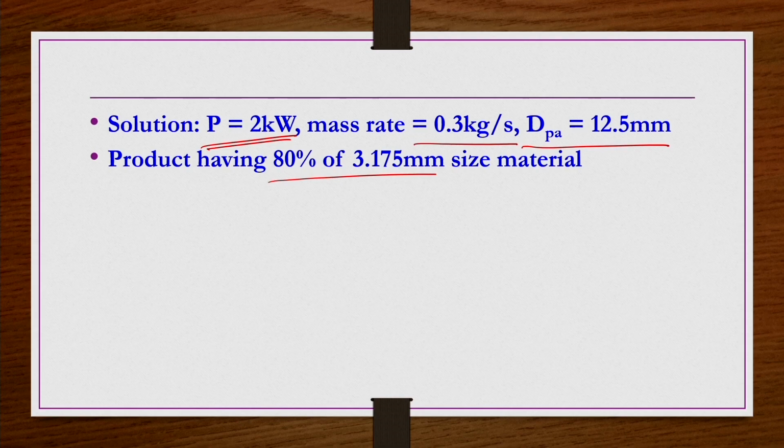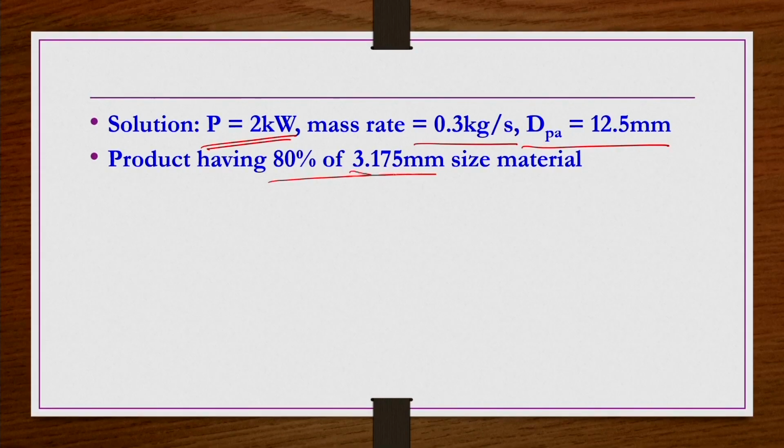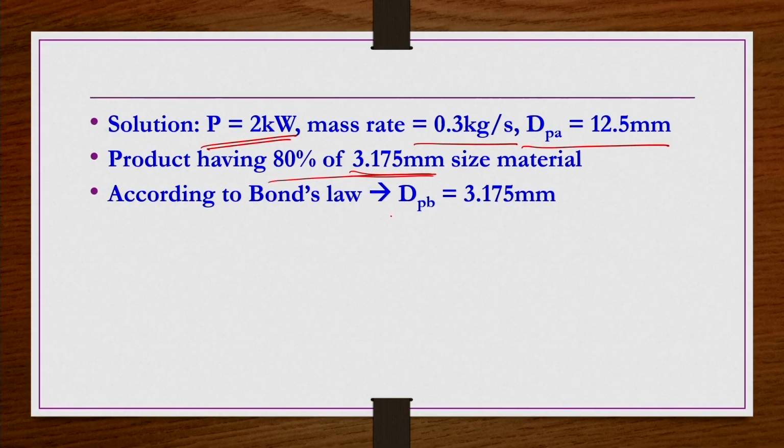So, which one should be taken? As per Bond's law, whatever size 80% of the material passes through, that size should be taken as the product size. So, in the product 80% of the material is having 3.175 mm size. That means dPb is 3.175, one has to take. You cannot take 2.5 mm or 2.25 mm of the remaining 10% material. Okay. So, according to Bond's law, dPb is 3.175 mm. This is the only difference compared to the other crushing laws. One should be careful in applying these things.